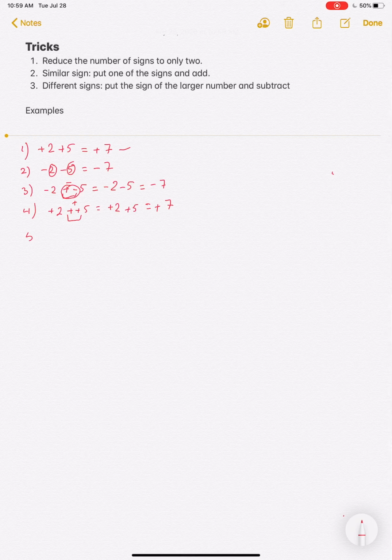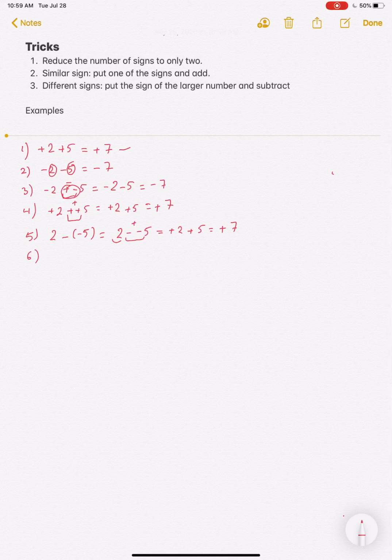Fifth example. What if we have 2 minus 5? By the way, this can be written as 2 minus negative 5. Whenever we have consecutive signs, multiply them. So negative and negative will give me plus. And if we didn't write the sign of the number like 2 here, the sign is positive. So we have positive 2 and positive 5. And the answer again, positive and positive is positive. 2 and 5 is 7.